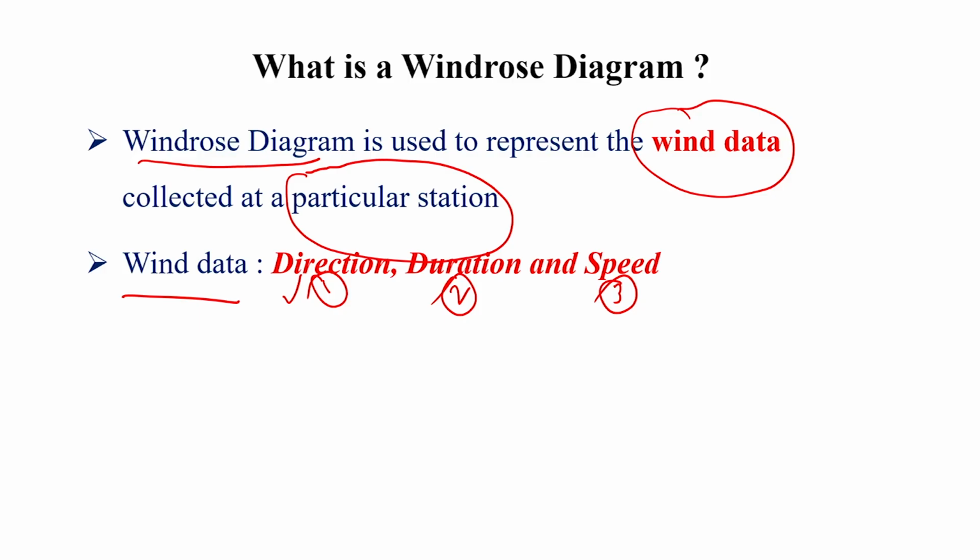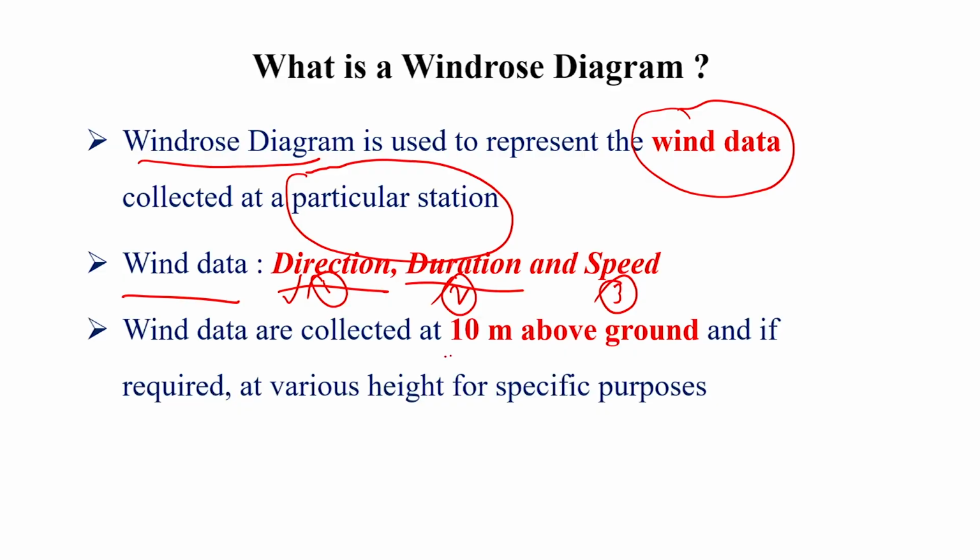In terms of Windrose diagram, what we will be discussing here is we are going to create diagrams that are related to your direction and duration. We are not going to touch speed today. I have a few diagrams that I will show you of how speed is represented, but for the practical we will just try to create a simple Windrose diagram which shows you the direction and the duration.